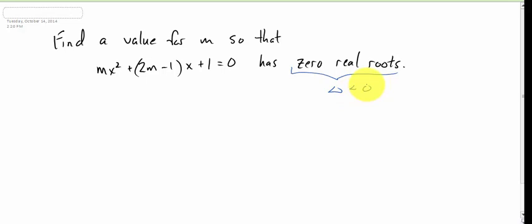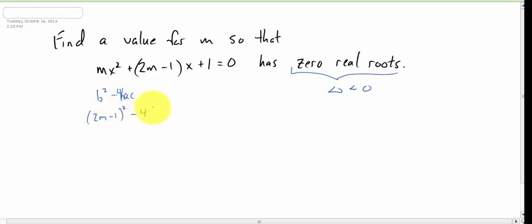Okay, so discriminant, that's b squared minus 4ac. What's b? Well, b is 2m minus 1. That's squared minus 4 times a, which is m, times c, which is 1. We want that less than 0. Okay, so we need to solve this. We're going to expand.